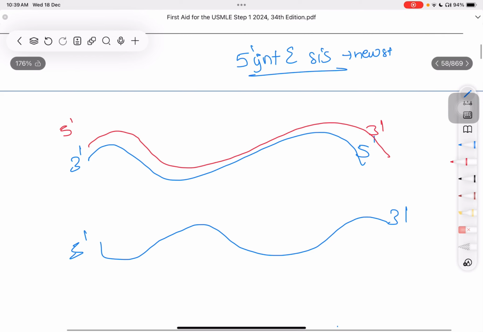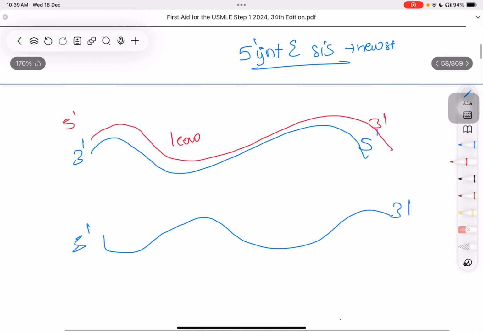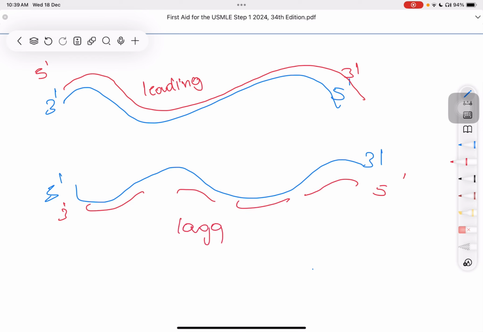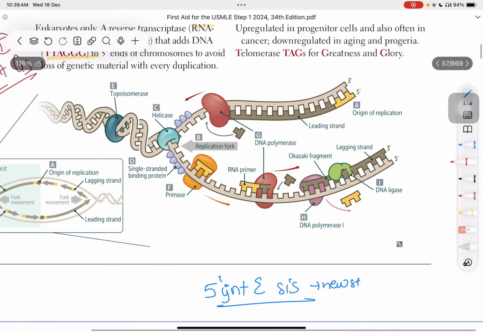If the new DNA is formed as per the universal rule, in the 5' to 3' direction, you have no worries. This is known as the leading strand. The opposite strand, which is 5' to 3', will also form DNA in the 5' to 3' direction, but it forms in segments. This is known as the lagging strand. Before going to the formation of the lagging strand, first we will discuss the leading strand.